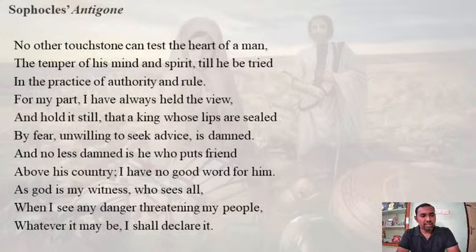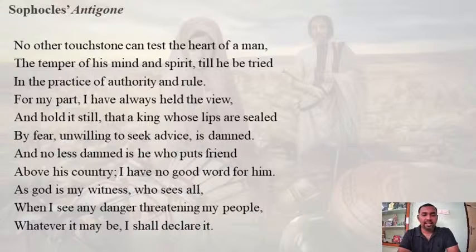No other touchstone can test the heart of a man, the temper of his mind and spirit, till he be tried in the practice of authority and rule. For my part, I have always held the view, and hold it still, that a king whose lips are sealed by fear, unwilling to seek advice, is damned.